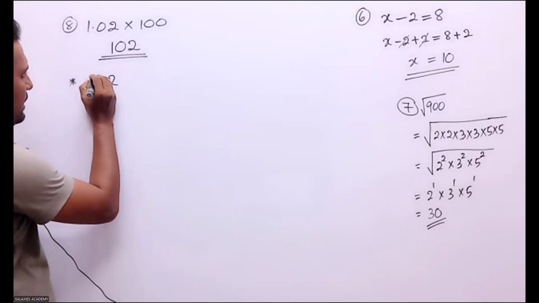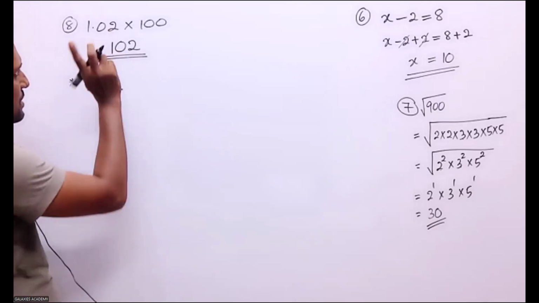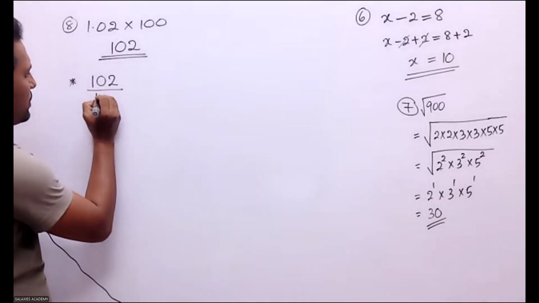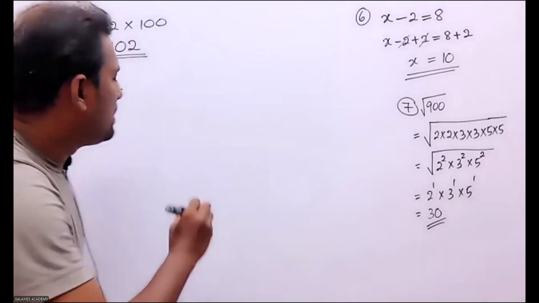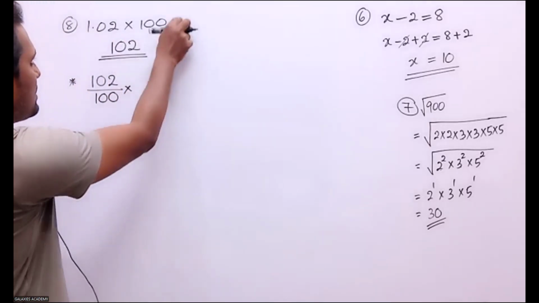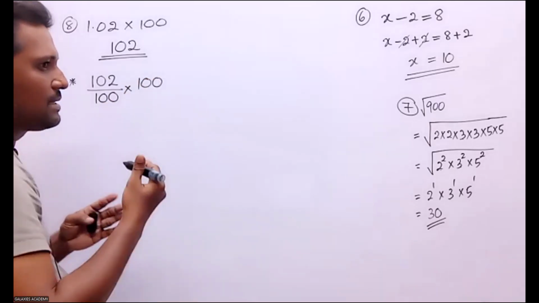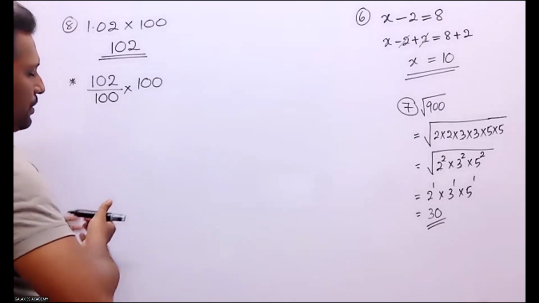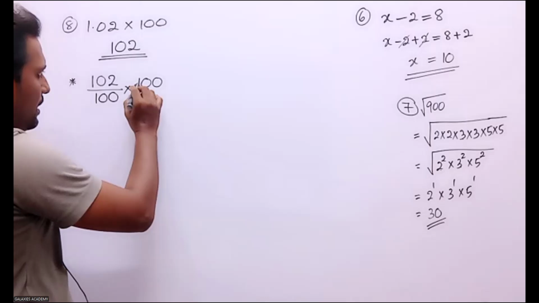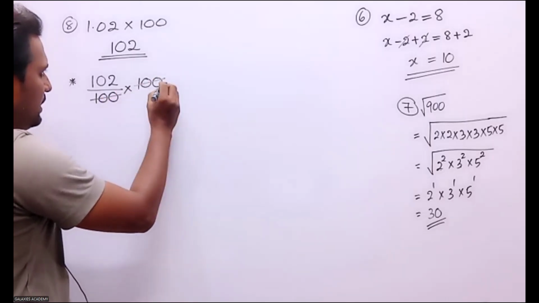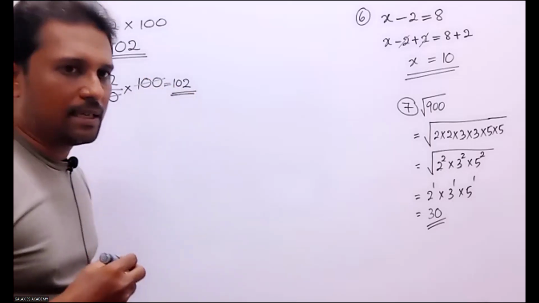How can you write it? 102 over, this one has two decimal places, no? So you have to put 1 and 2 zeros, 100. Then you can see here 100. This denominator 100 and numerator 100 you can remove. Then also the answer is 102. Same answer you can get, right?